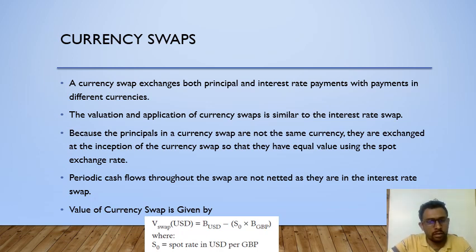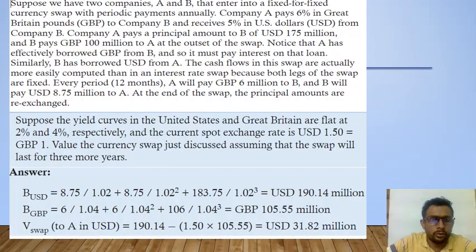So we'll take an example and see how this works. Consider this example in currency swaps. Suppose we have two companies A and B that enter into a fixed to fixed currency swap with periodic payments annually. Company A pays 6% in Great Britain pounds to Company B and receives 5% in US dollars from Company B. Company A pays a principal amount to B of USD 175 million and B pays 100 million GBP to A.